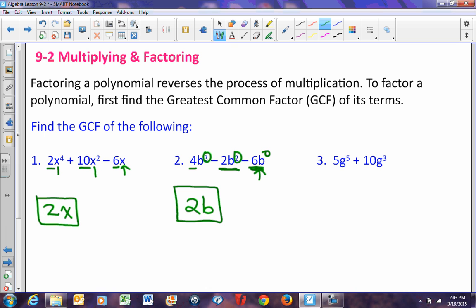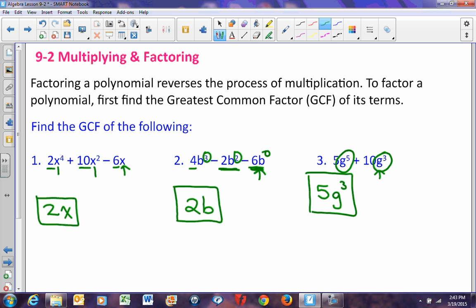Problem number 3 here. The largest number that divides evenly into 5 and 10 is 5. The greatest number of g's that I can take out is 3 of them, because it's the smallest time it occurs. It's right there. So I can take 3 g's out of g to the third. I can take 3 g's out of g to the fifth. So the greatest common factor is 5g to the third.